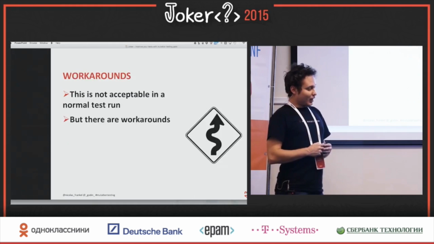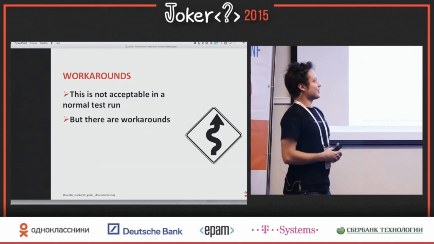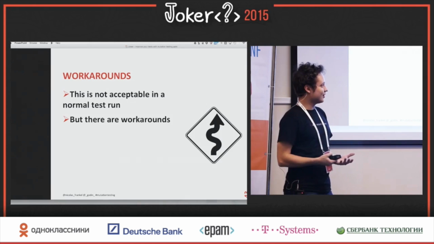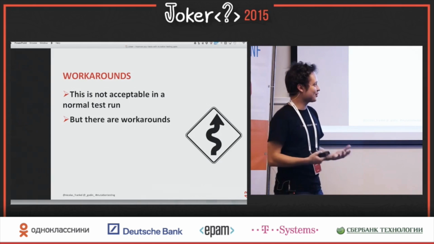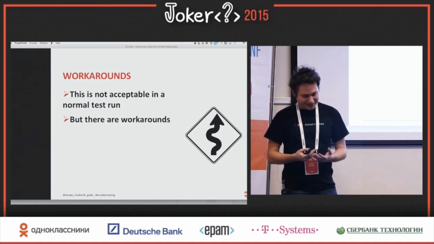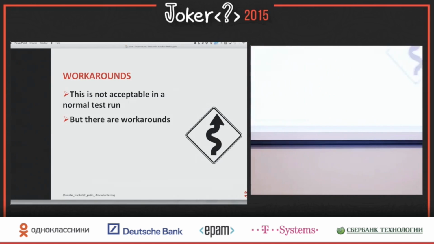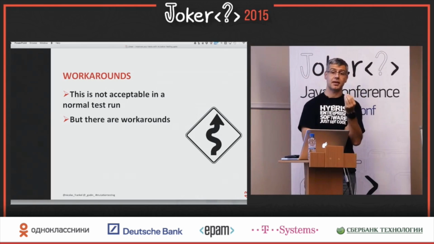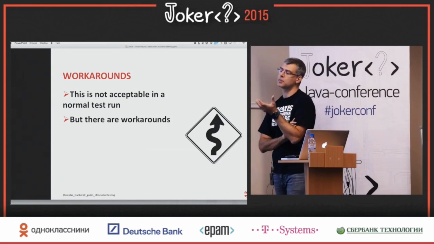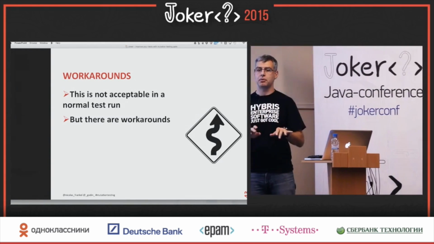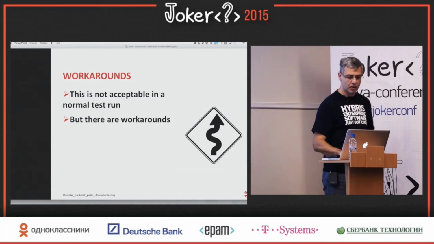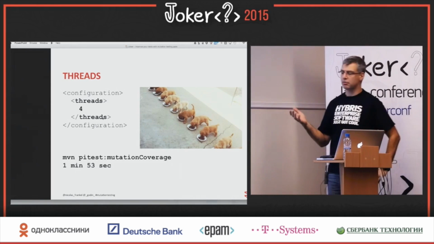So, this is not acceptable. Can you help me? Are there workarounds? You're the hero, you should help. Yeah, of course. That's the real problem of mutation testing, it takes time. It takes a huge amount of time. And it's not acceptable to wait so long when you are running your mvn test, because you want your feedback as soon as possible. So how can you have workarounds?